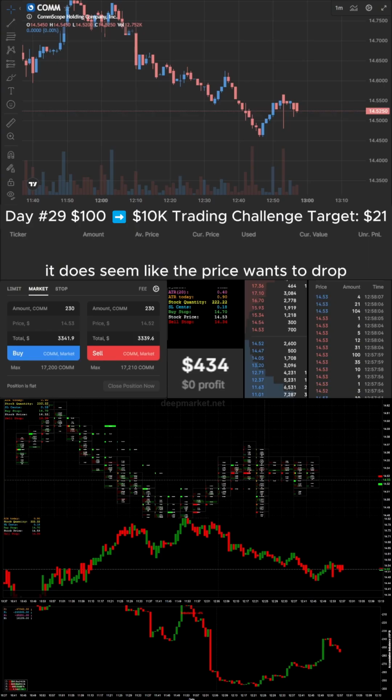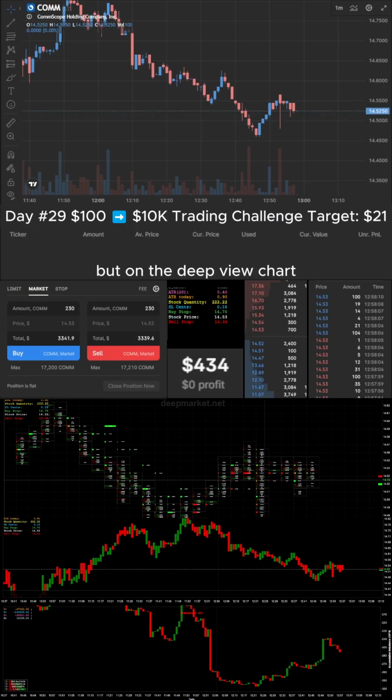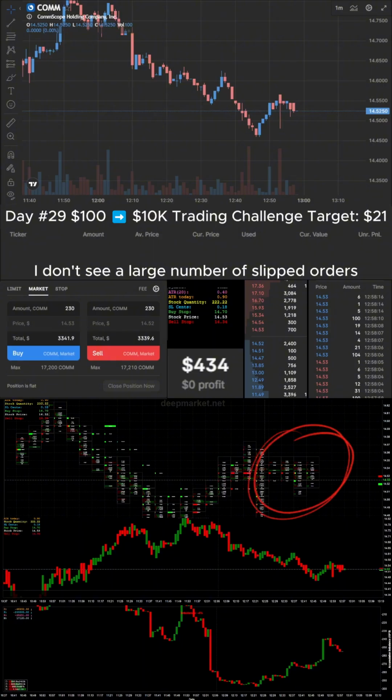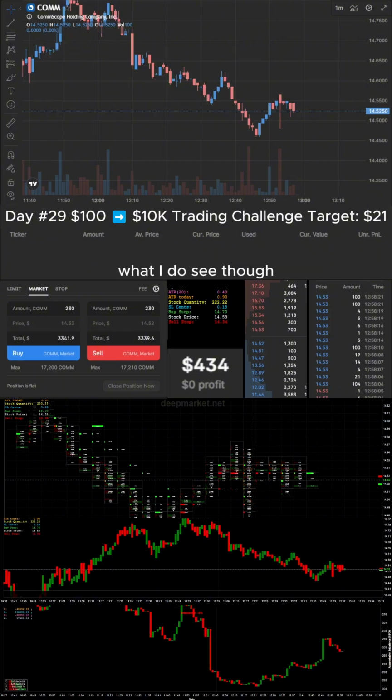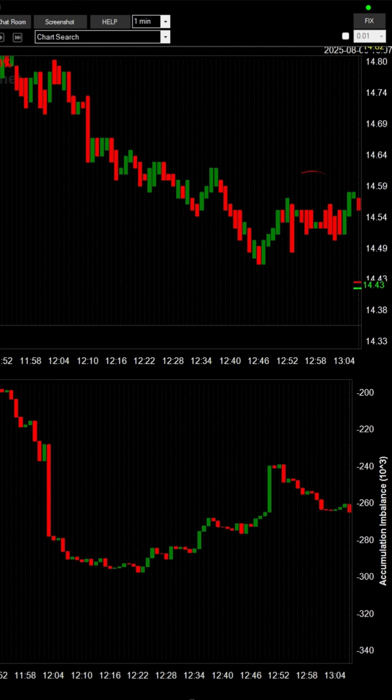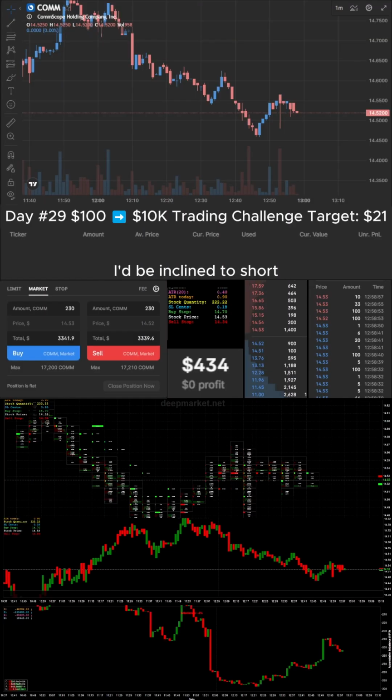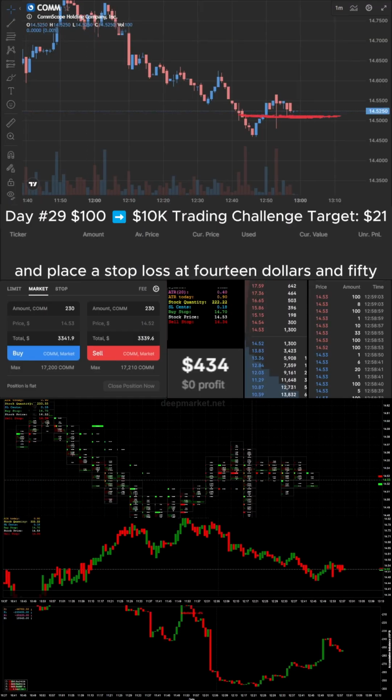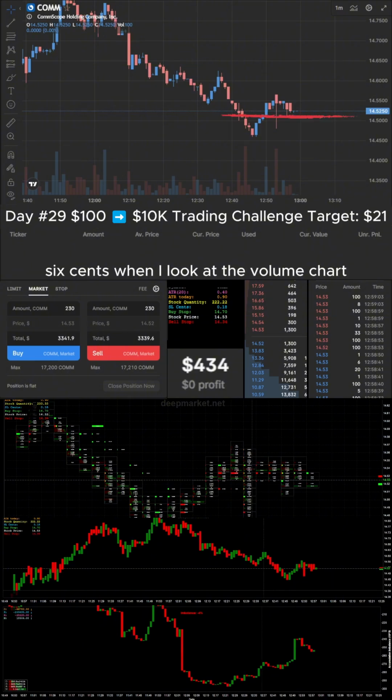It does seem like the price wants to drop, but on the deep view chart, I don't see a large number of slipped orders. What I do see, though, is increasing upward pressure. Take a good look at this buyer-seller imbalance graph. The price isn't moving much, but there are 20,000 more seller market orders than buyer orders. Looking at the price chart, I'd be inclined to short and place a stop loss at $14.56.